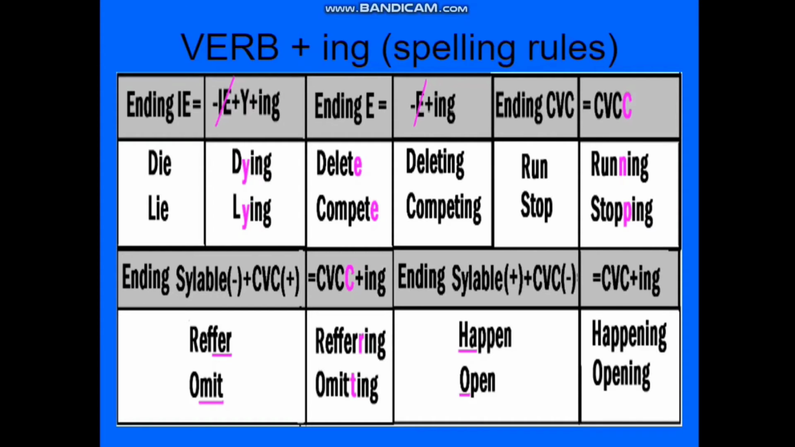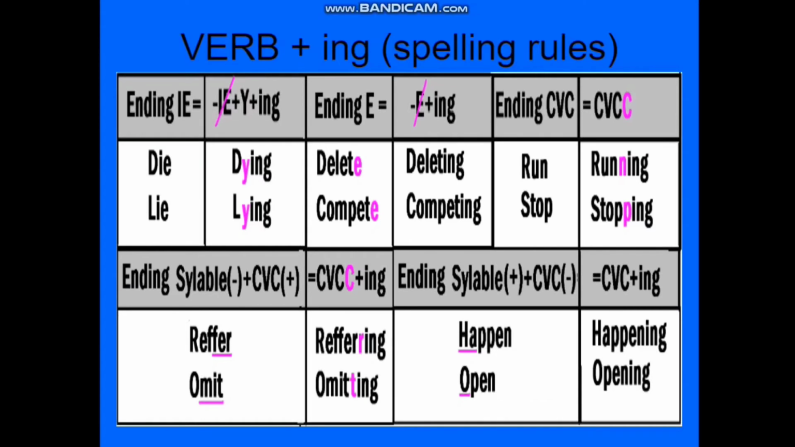When a verb is consonant, vowel, consonant: if the third last letter is a consonant, the second last is a vowel and the last one is a consonant, then we apply this rule. What is this rule? We double the ending alphabet and then add ing. Here is run, we add n and ing. Stop, p and ing.